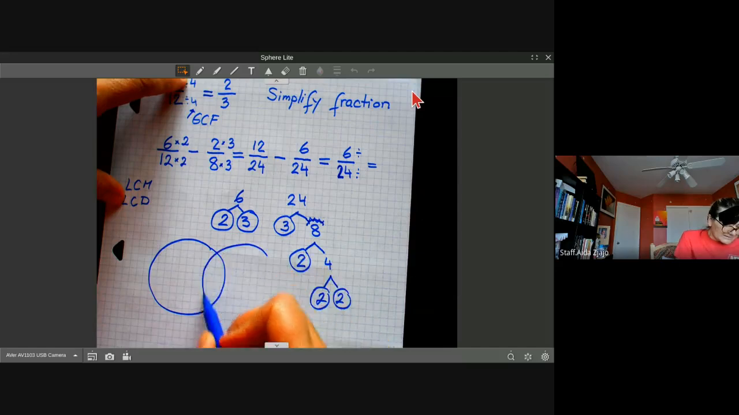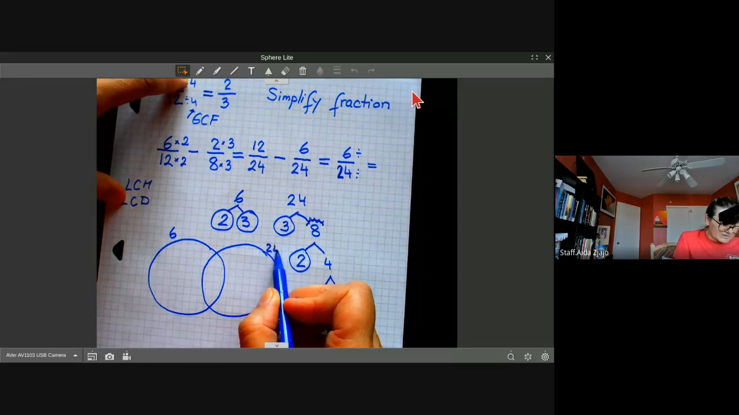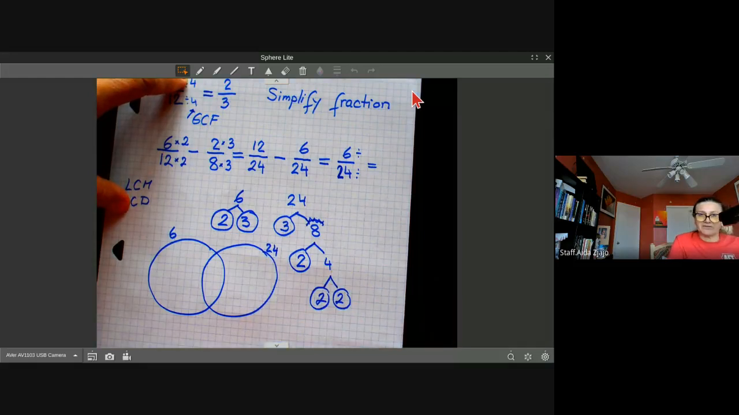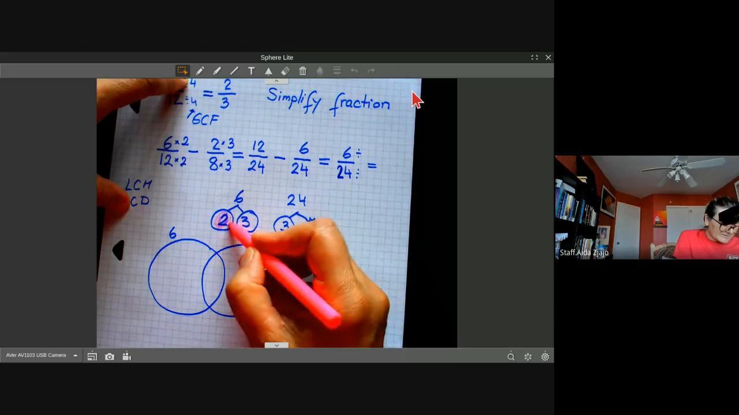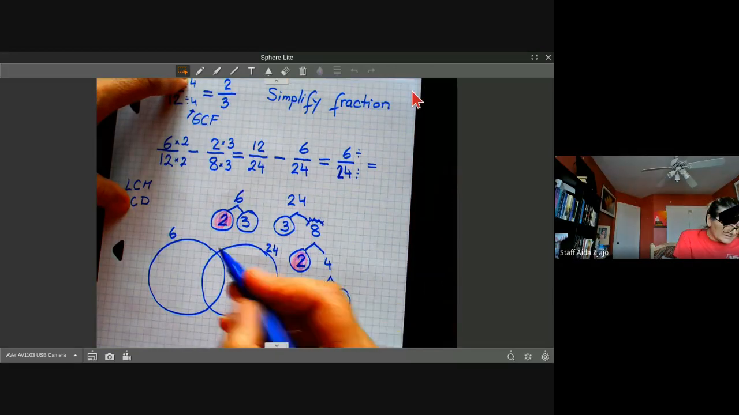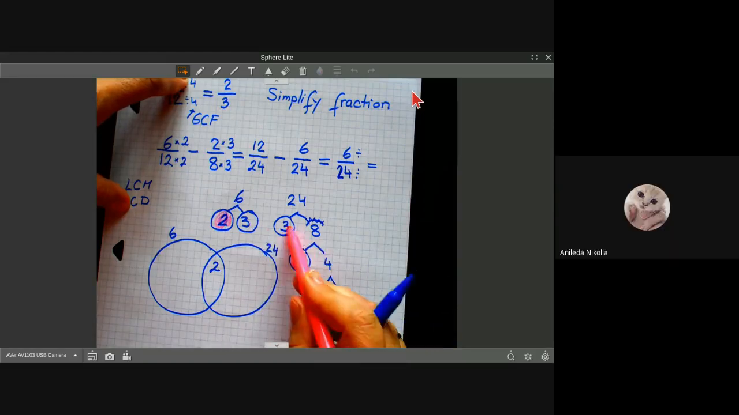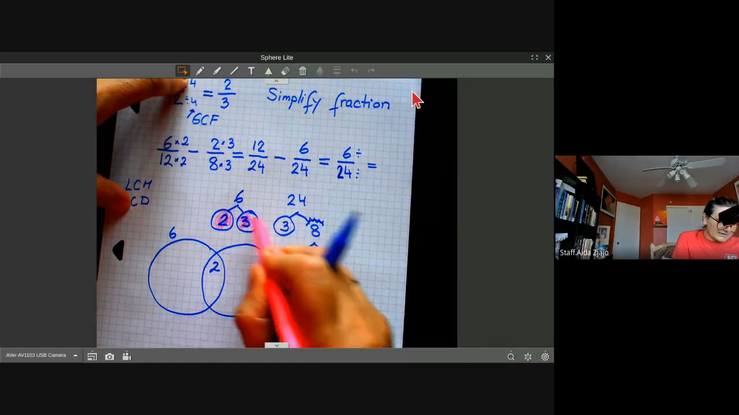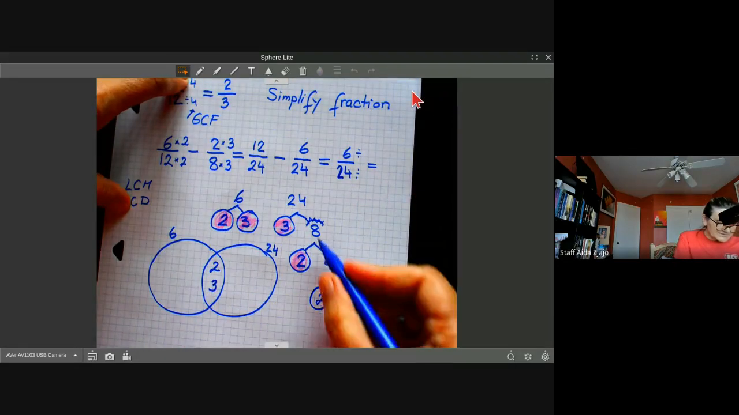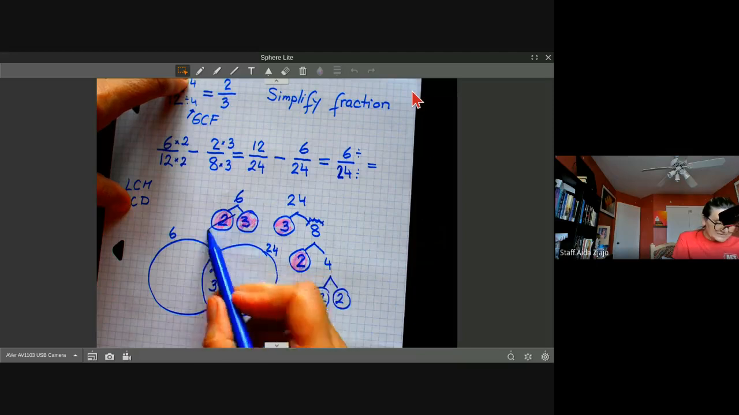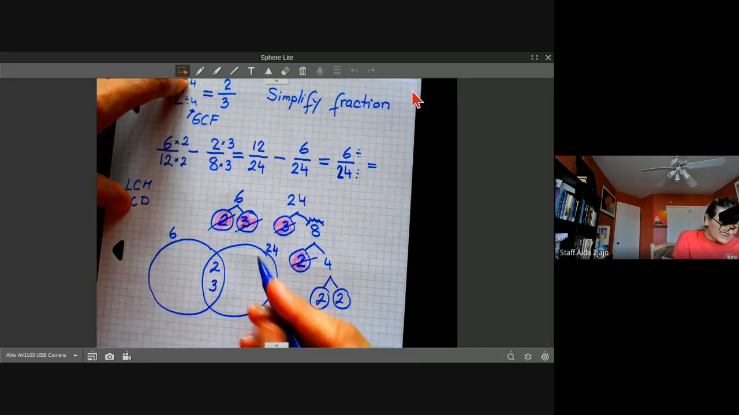One is going to represent 6. Another is going to represent 24. So which prime do they have in common? 2. And is there another one? 3. So 3, okay. So then here is the 3 also. And for 6, I use these and I use that. For 6, I don't have anything left. But for 8, I have a 2 and 2.